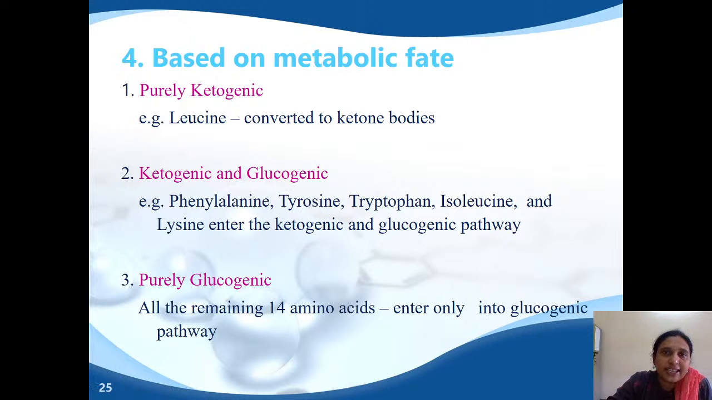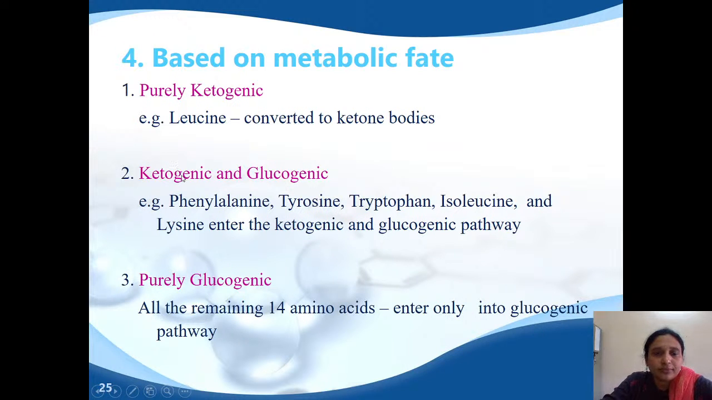Glucogenic means that the carbon skeleton of the amino acid, during its degradation, is converted into glucose. Those amino acids are called glucogenic. Please note down, out of the 20, most of the amino acids, 14, are glucogenic. So excess intake of protein also increases the glucose concentration. How? Because 14 amino acids are glucogenic. Excess protein intake means more availability of amino acids, and in the course of their degradation, they may be converted to glucose.